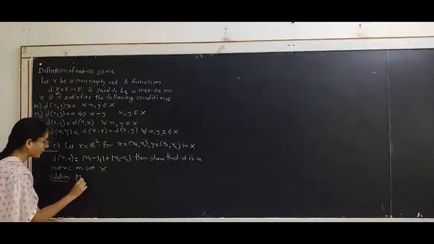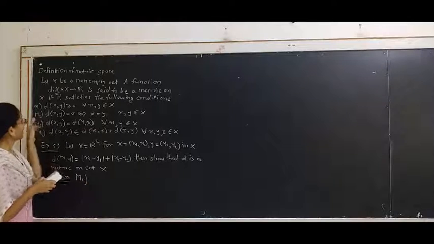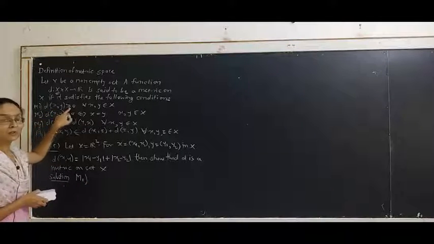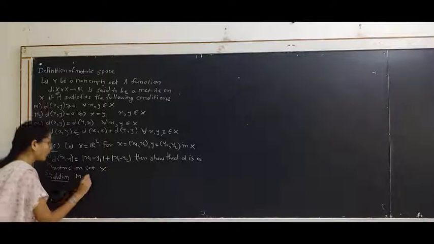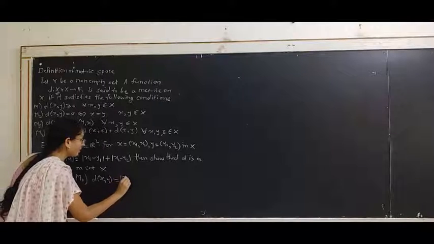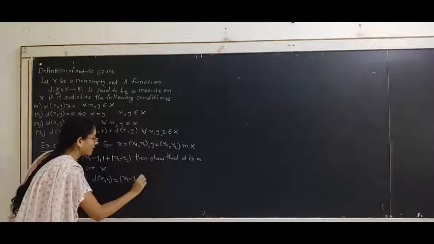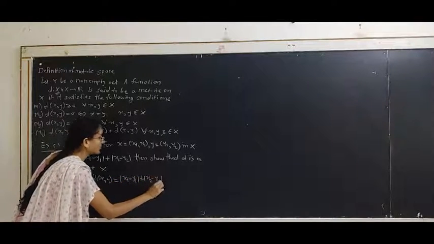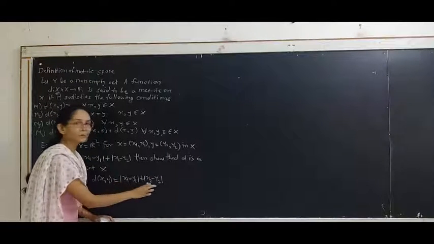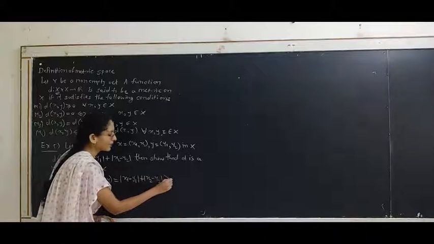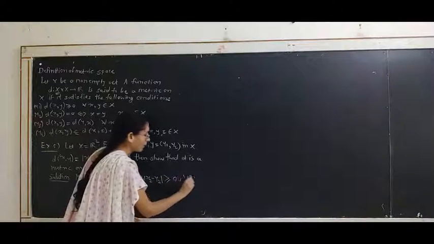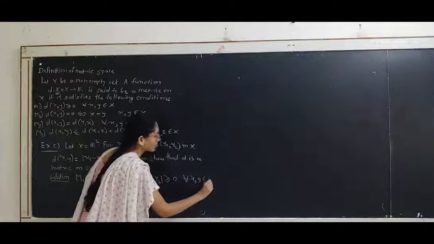First property of the metric is, in definition, the first point is D of xy greater than or equal to 0. We have D of xy is equal to mod of x1 minus y1 plus mod of x2 minus y2. This is the addition of two modulus, hence it is non-negative. It is greater than or equal to 0 always. This is true for all x, y belongs to R2.